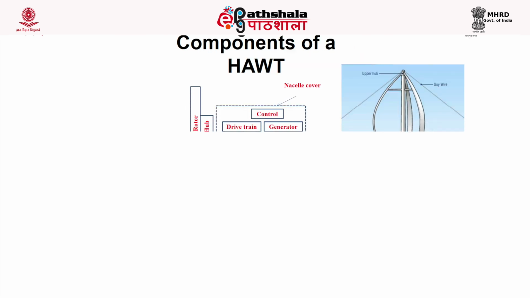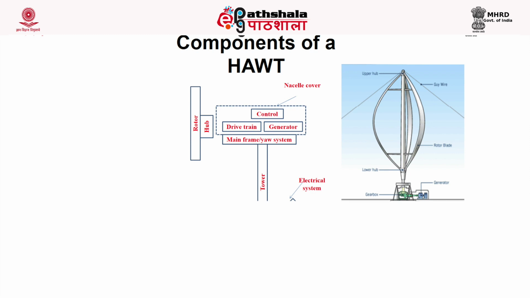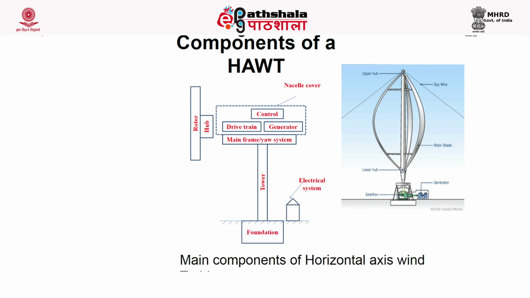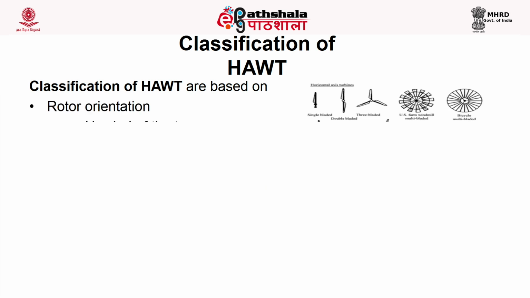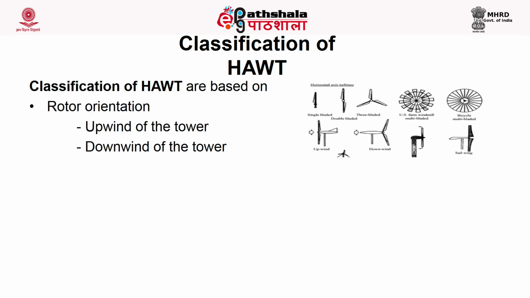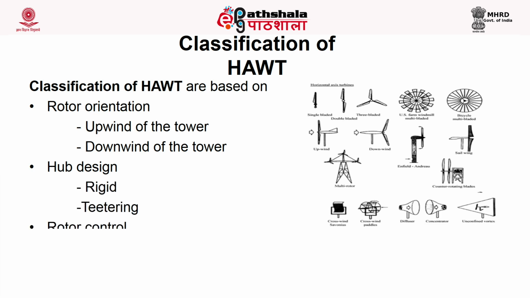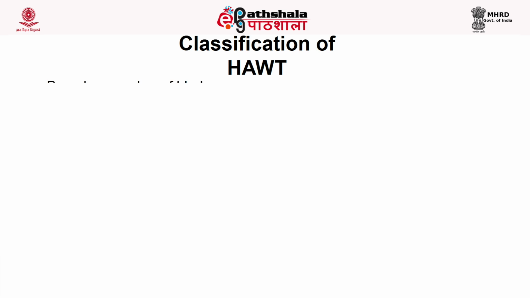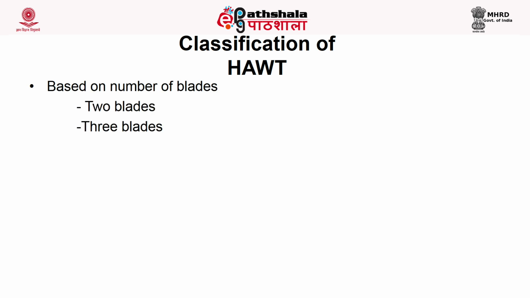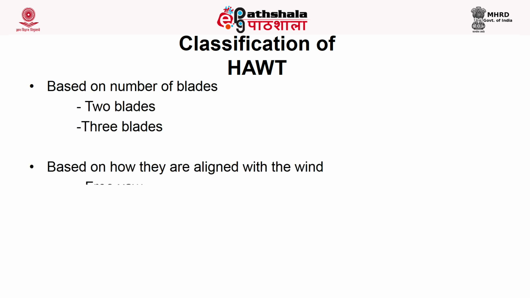This is the pictorial representation of the main components of a horizontal axis wind turbine system. The HAWTs, the horizontal axis wind turbines, are classified based on rotor orientation into upwind of the tower or downwind of the tower. Hub design is classified into rigid and teetering. Rotor control is pitch and stall. Based on the number of blades, there are 2 blades, 3 blades and multiple blades also. Based on how they are aligned with the wind, it's free and active yaw.